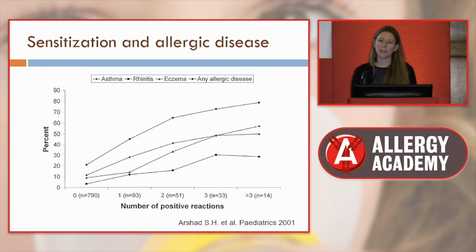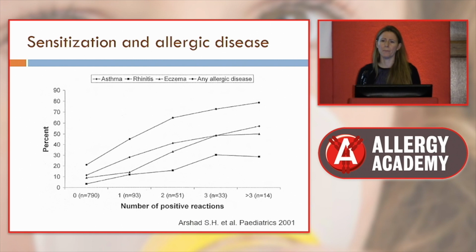So this is some data from the Isle of Wight study looking at the risk of various allergic diseases based on positive skin prick test reactions. So you can see here that there were 790 children that were followed up, and they were followed up for the outcomes of asthma, which is in the small diamond, rhinitis, or eczema, or any allergic disease. And you can see here that for asthma, which is the second from the bottom, as you increase the number of positive aeroallergens, so you increased the likelihood of asthma.